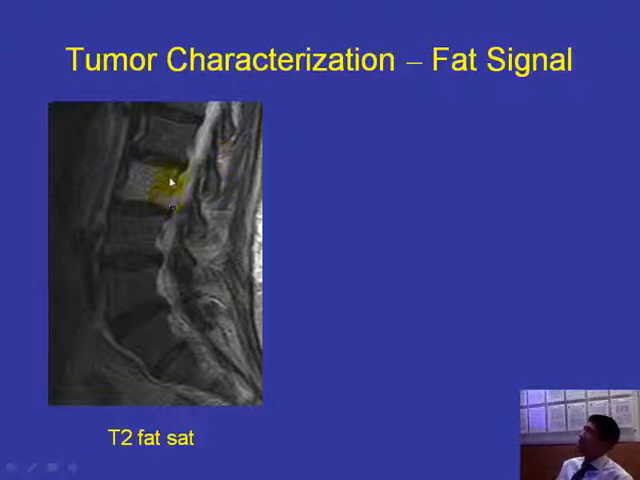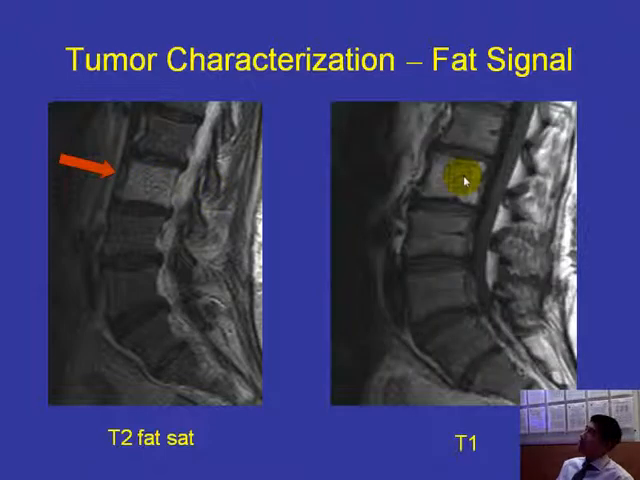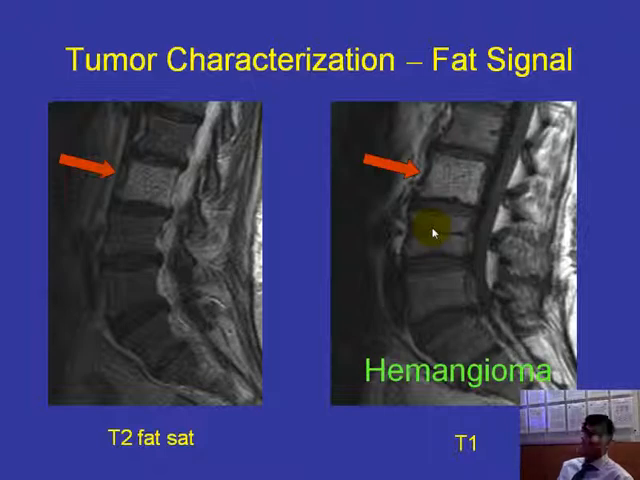In this case, you see on the T2 fat sat, it's very bright. On the T1, it's also bright. And so this is a person with a hemangioma. Actually, sorry, this is a non-T2 fat sat.